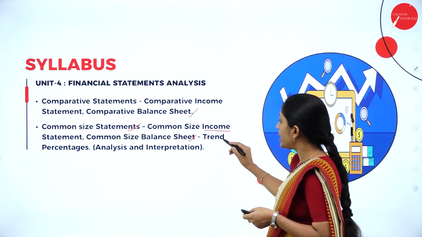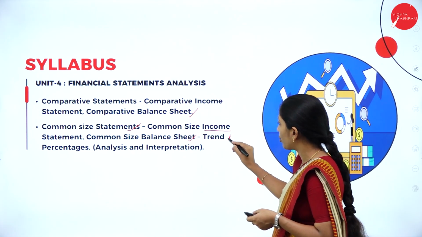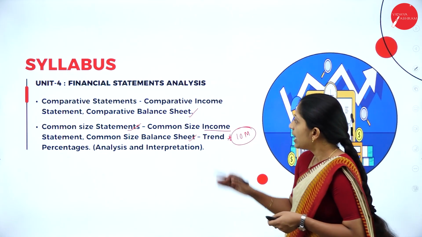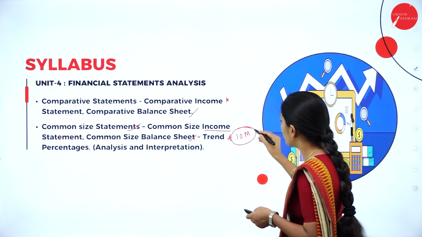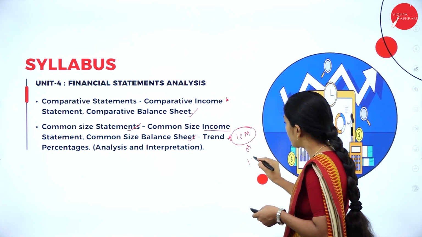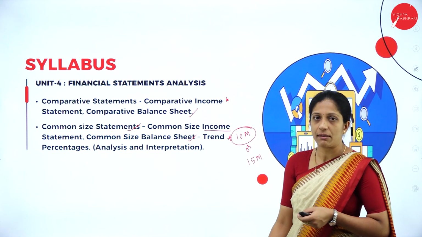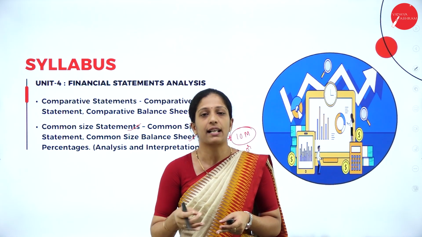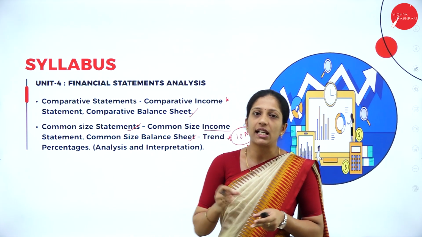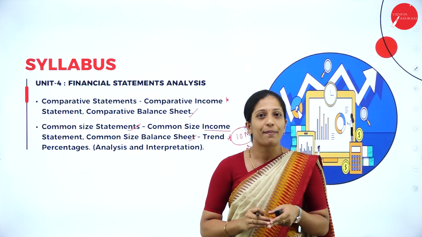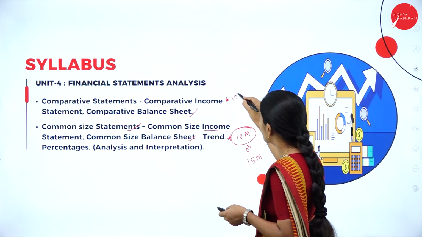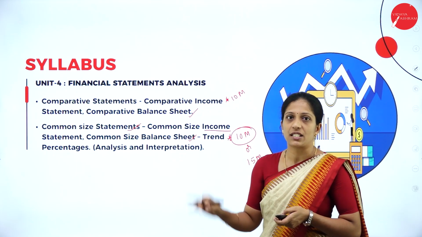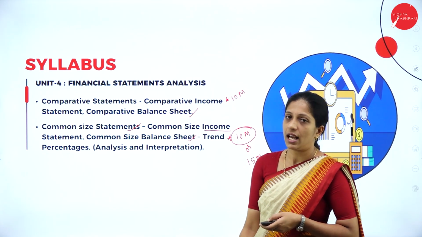Next, you will learn about trend percentage. Again, a very important question for 10 marks. So they will ask you on trend percentage. At the same time, you will get a question, so this would be for 10 or 15 marks. At the same time, you have to prepare a comparative income statement or comparative balance sheet, and a common size income statement or common size balance sheet for 10 marks. Okay, so the weightage is more here. You can expect both 15 as well as 10 marks questions from this particular unit, that is financial statement analysis.